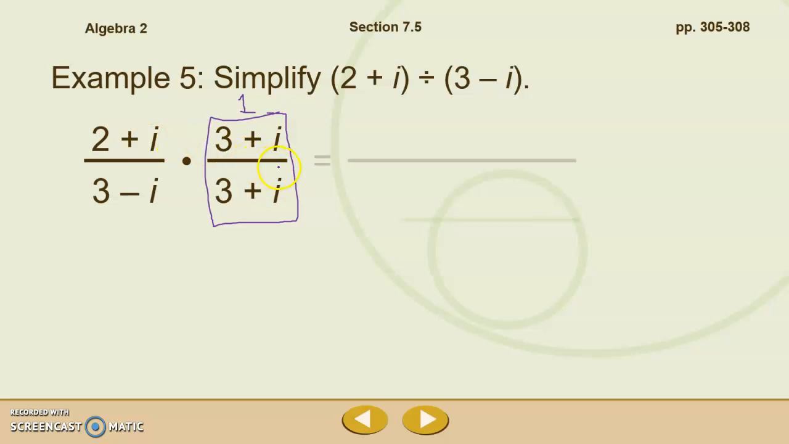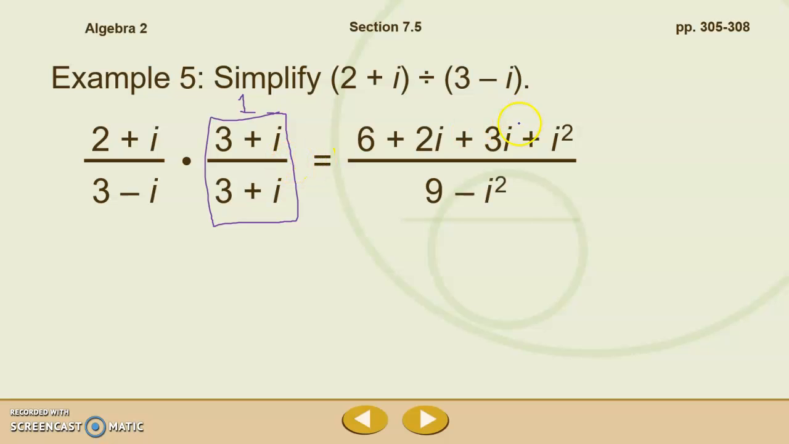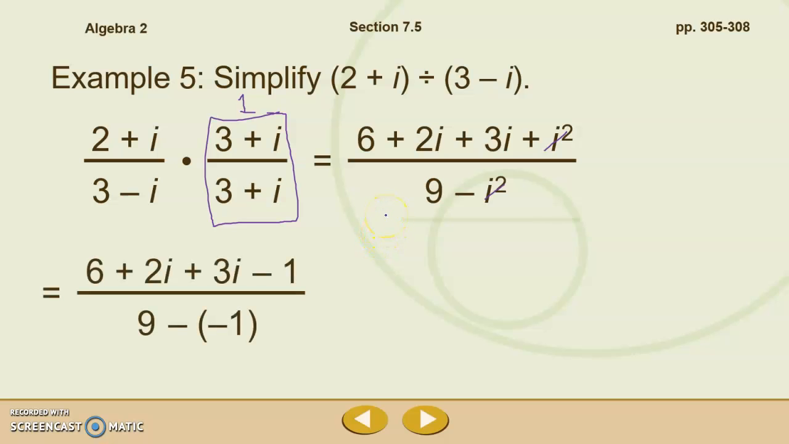So when we multiply that out, we end up with 6 plus 2i plus 3i plus i squared on top, and 9 minus i squared on the bottom. We're going to substitute negative 1 for our i squareds. So we get 6 plus 2i plus 3i minus 1 over 9 minus, and notice how we used our parentheses to protect this negative, 9 minus negative 1. We'll then simplify by combining like terms. So on the top, we've got 6 minus 1 is 5, and 2i plus 3i is 5i. And on the bottom, 9 minus negative 1, or 9 plus 1 equals 10.